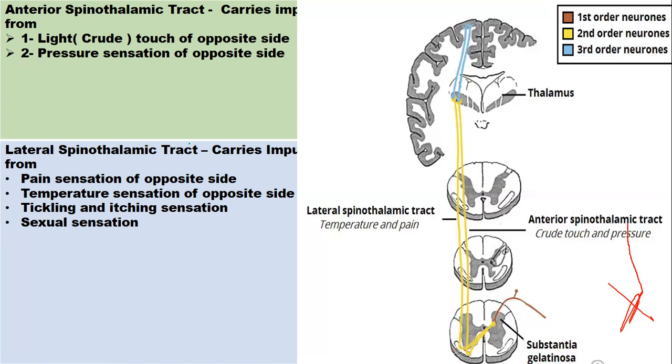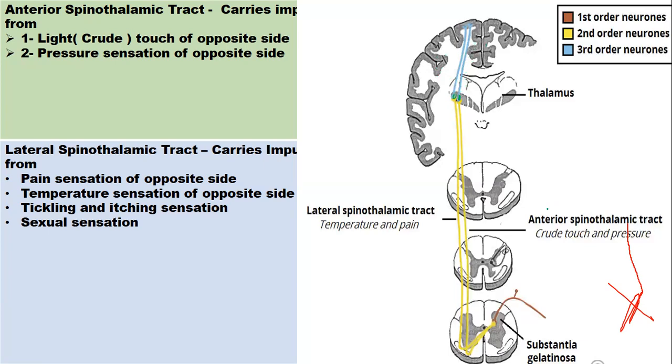Then both of these go through the medulla, then the pons, and ultimately, after going through the midbrain, they go into the thalamus, and the second order neuron synapses with the third order neuron. Then it goes to the ventral posterior nucleus of the thalamus, and then goes forward through the internal capsule and corona radiata, and terminates in the cerebral cortex.